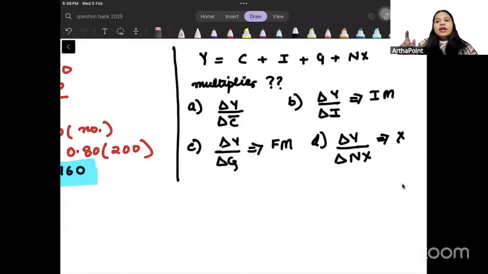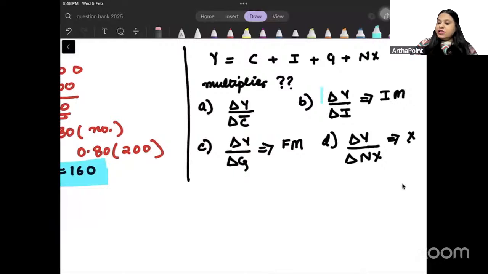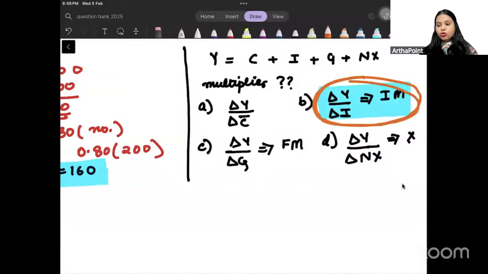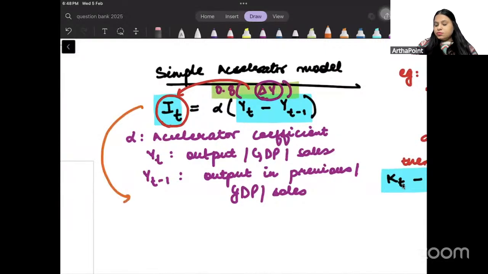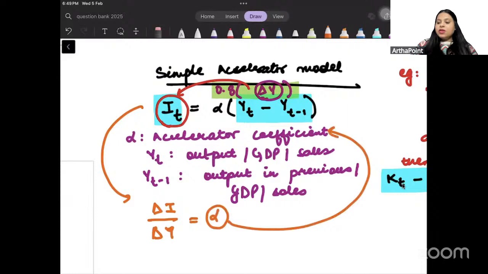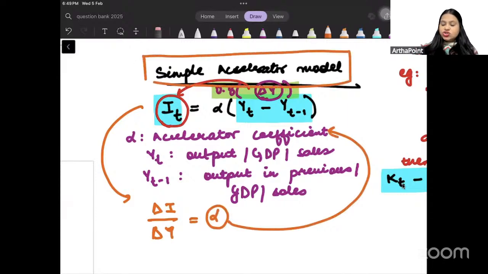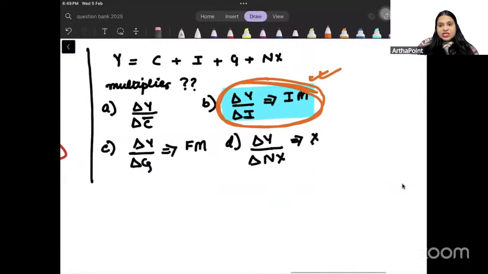ठीक है? So try to understand that यहाँ पर we find out how output changes when investment changes. यहाँ पे हम ये पूछ रहे हैं कि इन्वेस्टमेंट के बदलने पर आउटपुट कैसे बदलेगा. और यहाँ पे we are reversing: if I ask you how investment will change when output will change, this means that this is the accelerator value. So here we are asking how investment changes when output changes. Investment कैसे change होगी जब output change होगा. और यहाँ पे हम ये पूछ रहे हैं कि output कैसे change होगा जब investment change होगी. So the two things are reverse of each other. Don't get confused between the two. ठीक है? So this is your simple accelerator model.